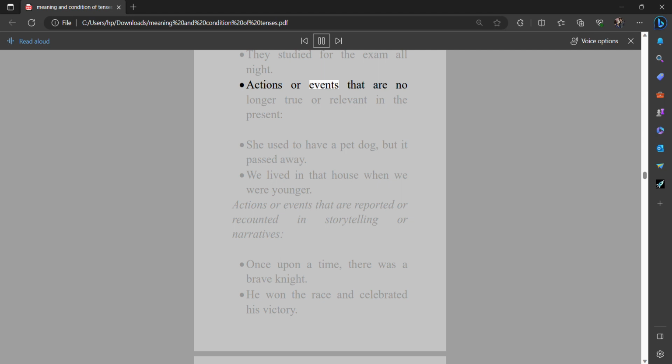Actions or events that are no longer true or relevant in the present. She used to have a pet dog, but it passed away. We lived in that house when we were younger. Actions or events that are reported or recounted in storytelling or narratives. Once upon a time, there was a brave knight. He won the race and celebrated his victory.